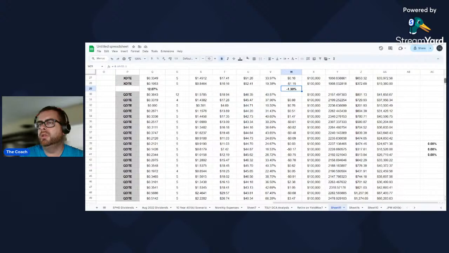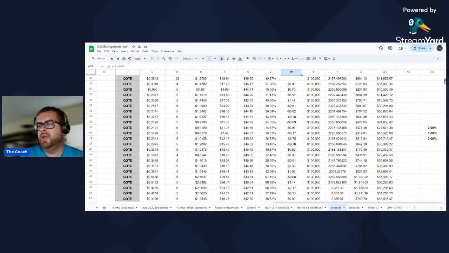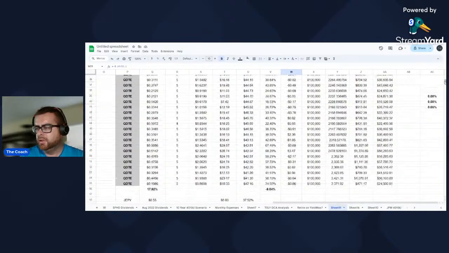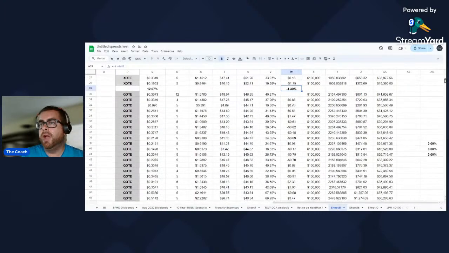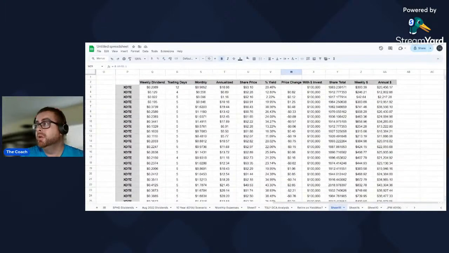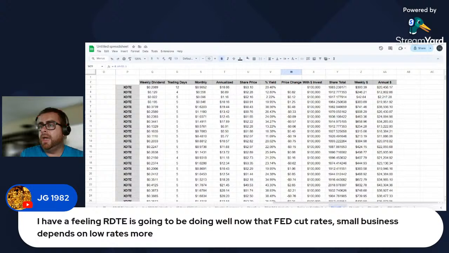So that's like 10.77% net. Whereas here, it's closer to, let's see, 17.92 minus 9.04, 8.8% net. So net and net, we're making money. We're actually making money with this strategy, which can't be said for every fund of funds. I have a feeling RDTE is going to be doing well now. Fed cut rates, small business depends on low rates more.